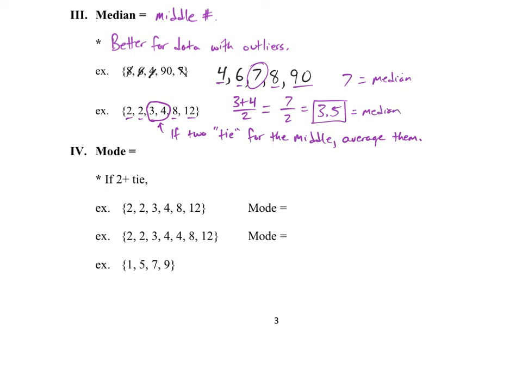All right, so we knocked 2 of these out of the gate. We have the mean, or the average. We have the median, which is the middle. The last thing is the mode. And the mode is going to be the most common number. So if 2 or more numbers tie, then both are the mode.